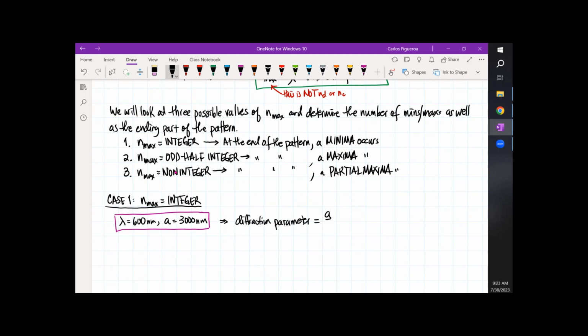Which is then going to be A over lambda. In this case, it's going to be 3,000 nanometers divided by 600. So you can see here that this is 5. So the fact that this is 5 here means that this is an integer, which means that we expect a minima at the end of the diffraction pattern.